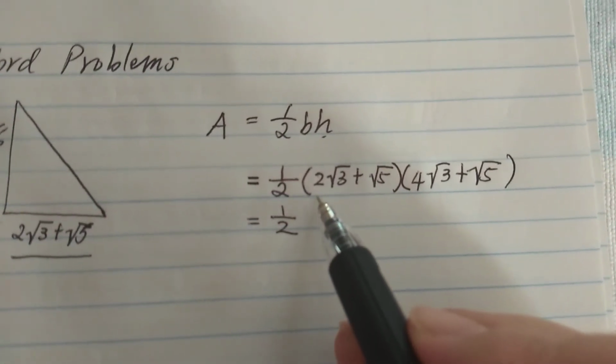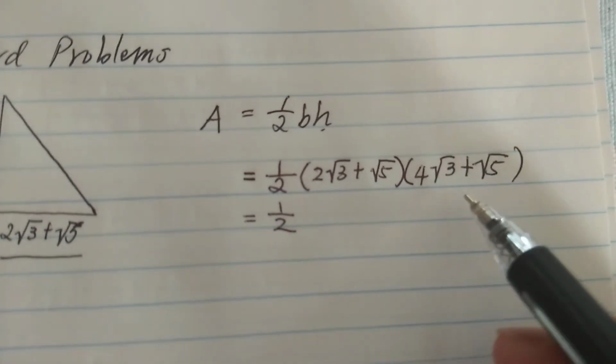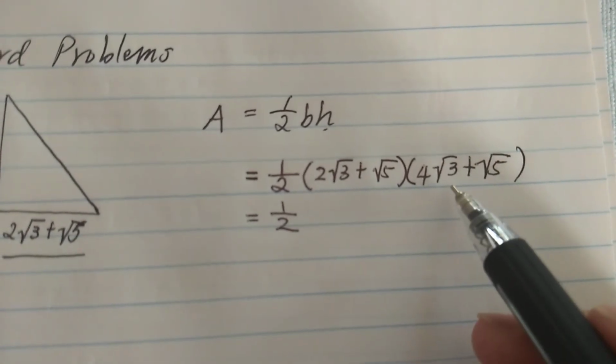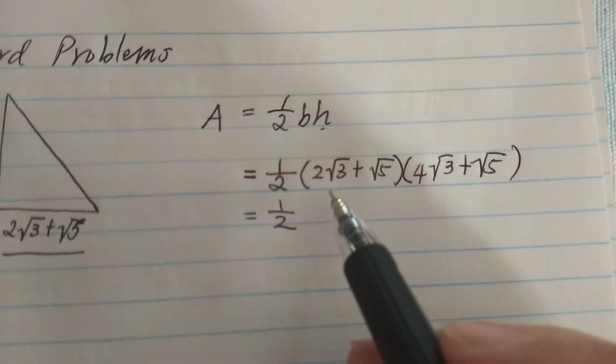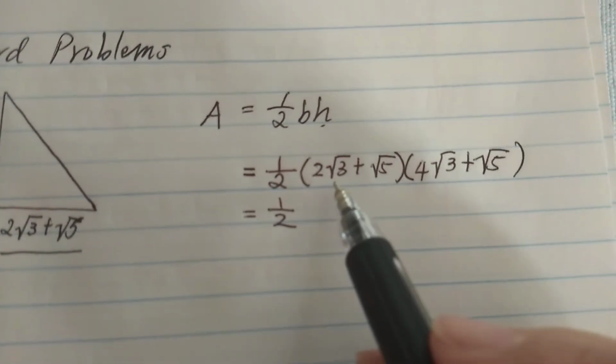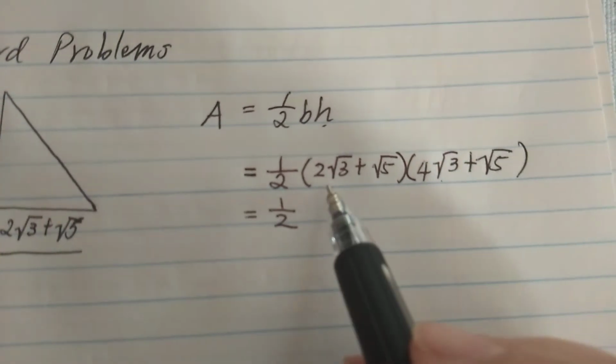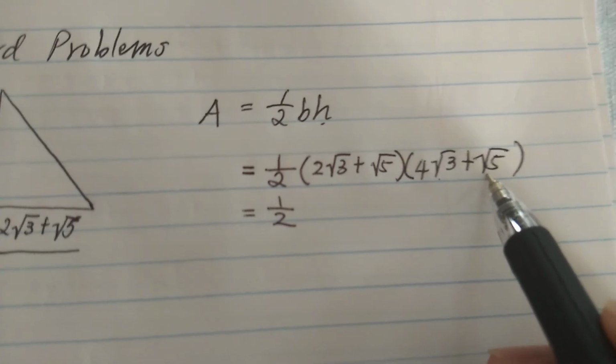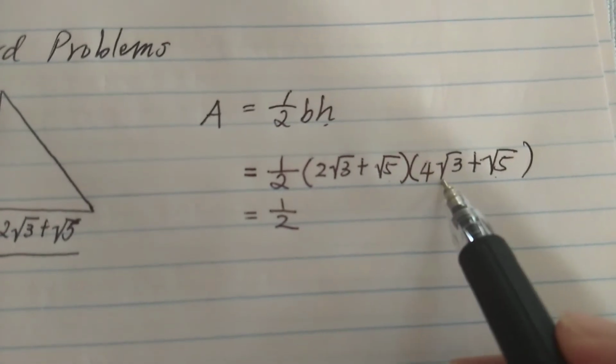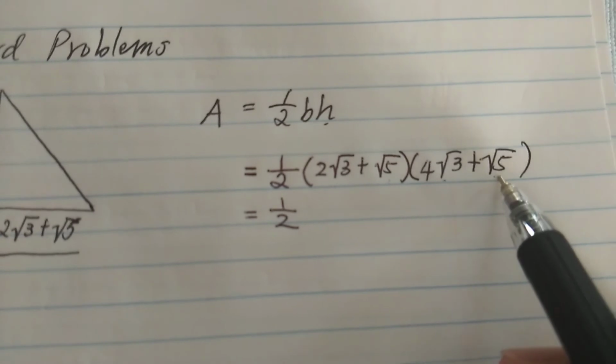Okay, and I showed you yesterday how to multiply two polynomials. Here's a polynomial with two terms. Here's another polynomial with two terms. You do what's called the FOIL: the first, outside, inside, and last. So these two are the first, these two are the outside, these two are the inside, and then these are the last.